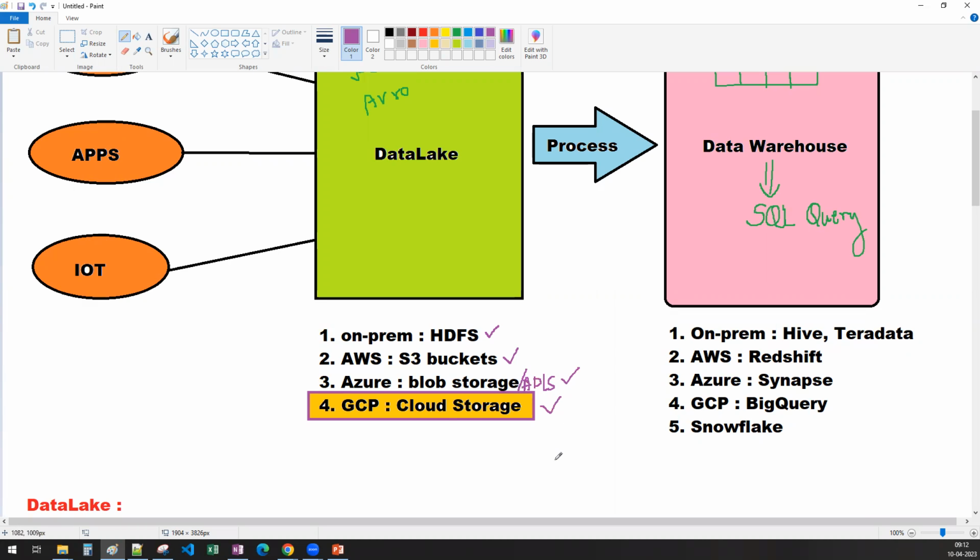So what are the examples for the data lakes, sir? On-premises HDFS, Amazon S3 buckets, Azure Blob Storage or ADLS, Azure Data Lake Storage, and GCP Cloud Storage. And what are the examples for the data warehouses, if you ask me? Sir, Hive and Teradata for on-premises, and for AWS, Redshift, then Synapse Analytics, BigQuery, Snowflake. So this is the difference.